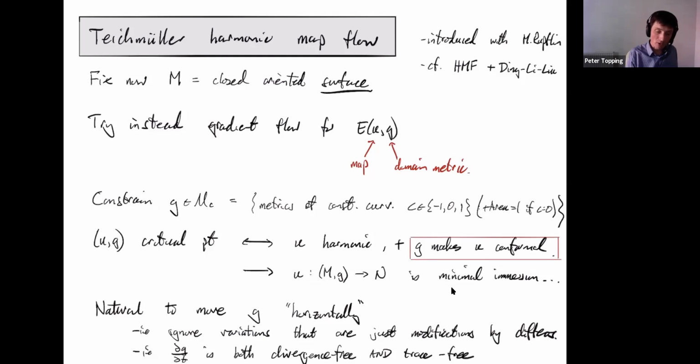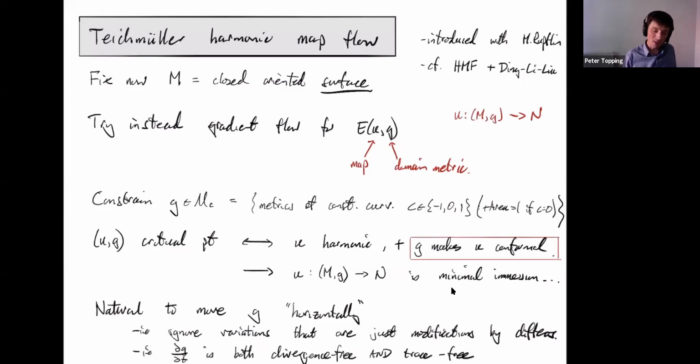So we're going to do a gradient flow for the energy, but instead of doing a gradient flow for the energy just seen as acting on maps U, we're going to see it as acting on pairs, map and domain metric G. So think of little g as the metric on M. Let me remind you of the setup: U is a map from (M, G) to our target manifold, which could be of any dimension, by the way.